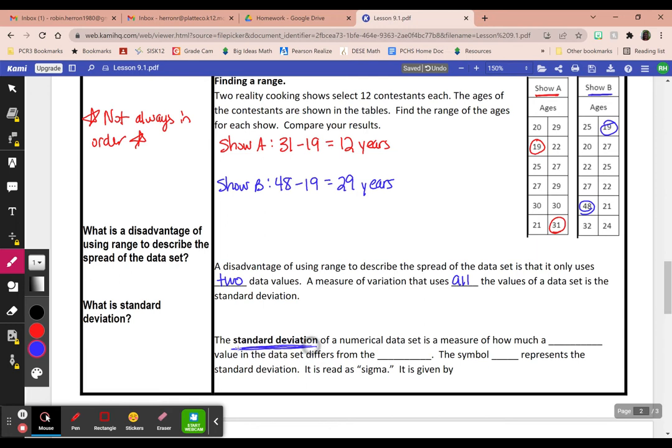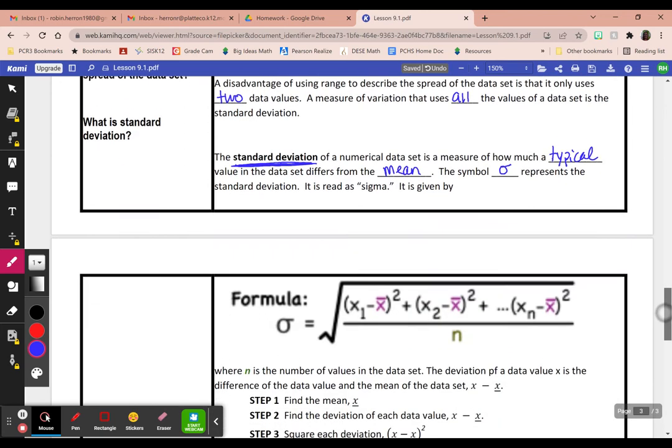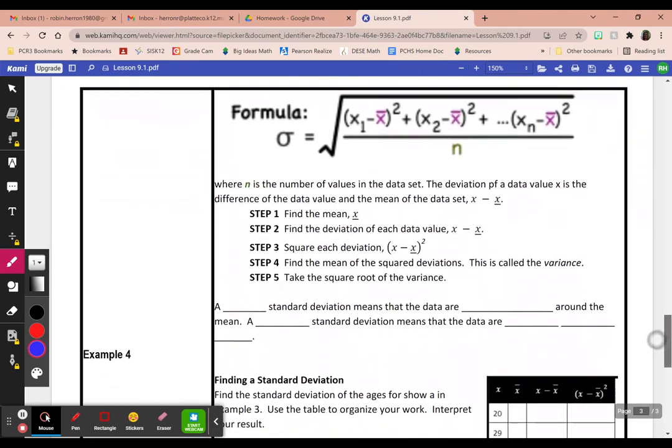So standard deviation. The standard deviation of a numerical data set is the measure of how much a typical value, okay, so not an outlier, a typical value in the data set differs from the mean. So mean is your average, right? And we're looking at how much one of those values differs from that. The symbol for this represents standard deviation. It's read as sigma, okay? And it's given by the formula that's listed here.